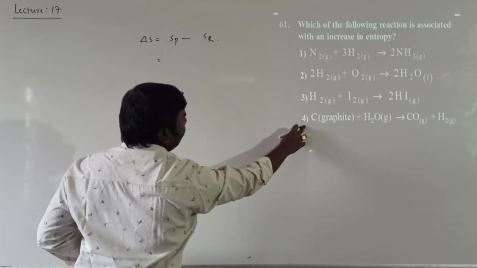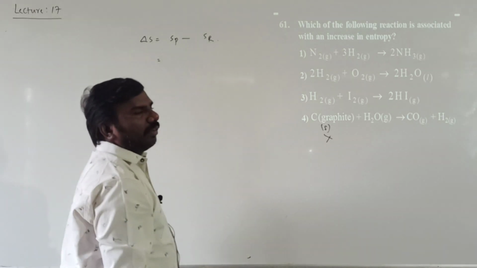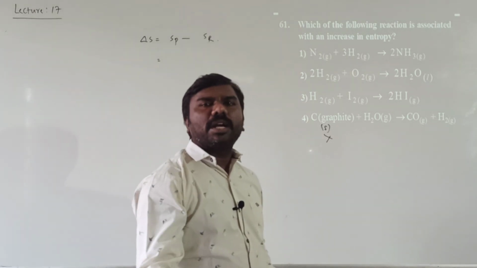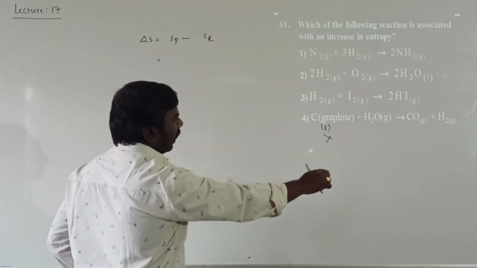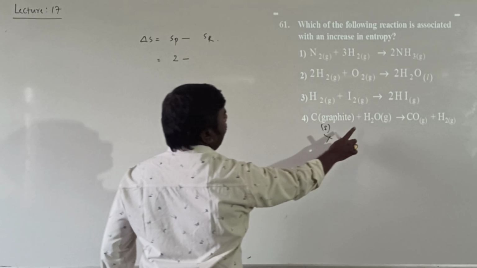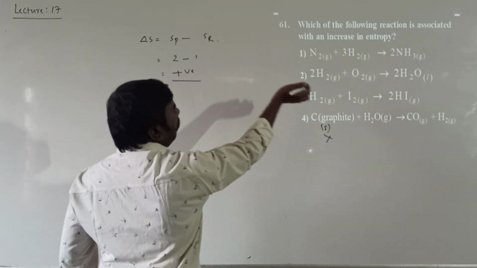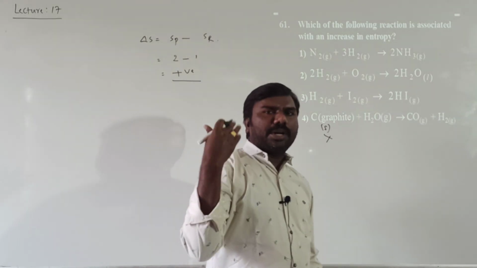So, I am observing this, it is a solid, that's why neglected. Entropy of pure and perfectly crystalline solid becomes 0. So, products: 1 CO gas and 1 H2 gas, that is 2. Reactant: 1 H2O gas, 1. Then it becomes positive. Positive means increase in entropy.